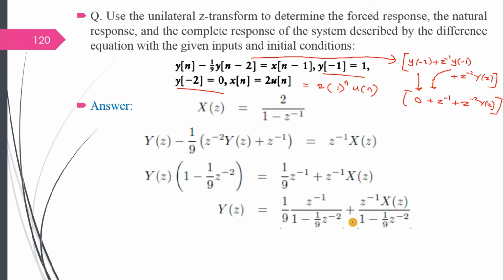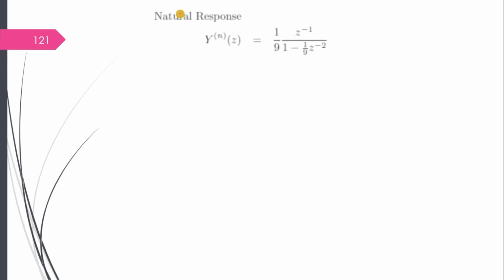So here, which is forced response and which is natural response? Natural response is the one which is without input. Input is here. If input is here, this is forced response, and this is natural response. So natural response is represented as Yn(z). Forced response is represented as Yf(z), because this X(z) is forced here. Now I'll take it in the next slide. Natural response is this one.